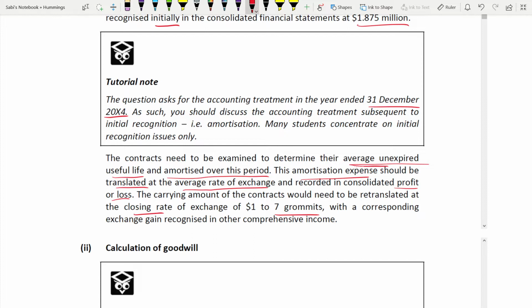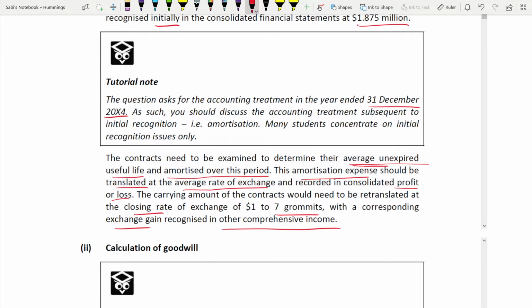Make sure that you mention these things: average rate, closing rate, opening rate. What rate you translate, always mention it. So the carrying amount of the contract, you retranslate at the closing rate, and the corresponding exchange gain is recognized. Where do you recognize the exchange gain? When you translate, it goes in other comprehensive income. Mention the place also, very important.